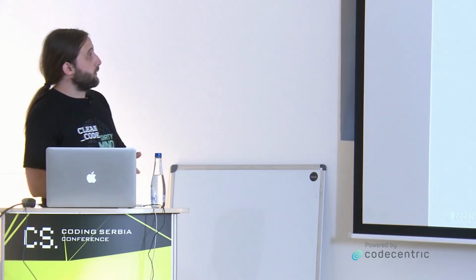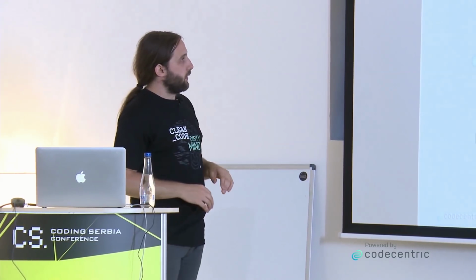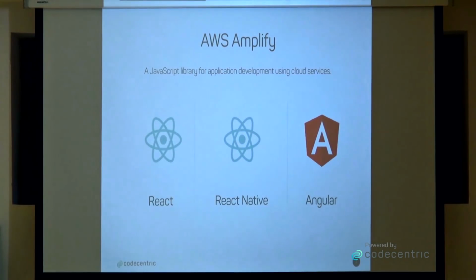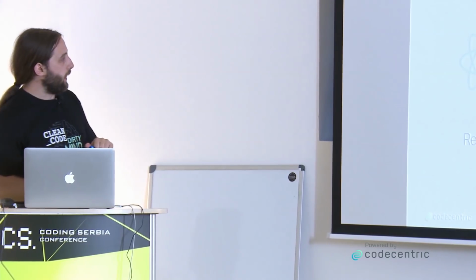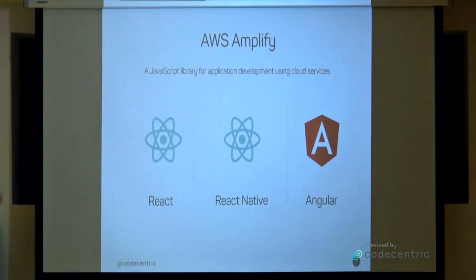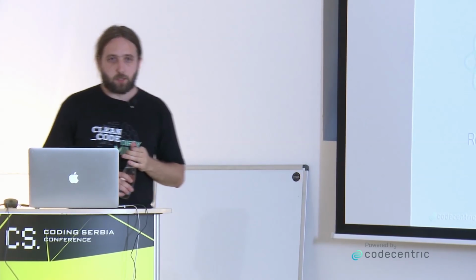But I was looking online and I found this. So this is AWS Amplify. The first sentence on their website is not so great, but it says that it's a JavaScript library for application development using cloud services. And when I started reading through their documentation, I found out that they have React Native, Angular, Vue.js, Ionic, and whatever framework, or basically vanilla JavaScript if you want.